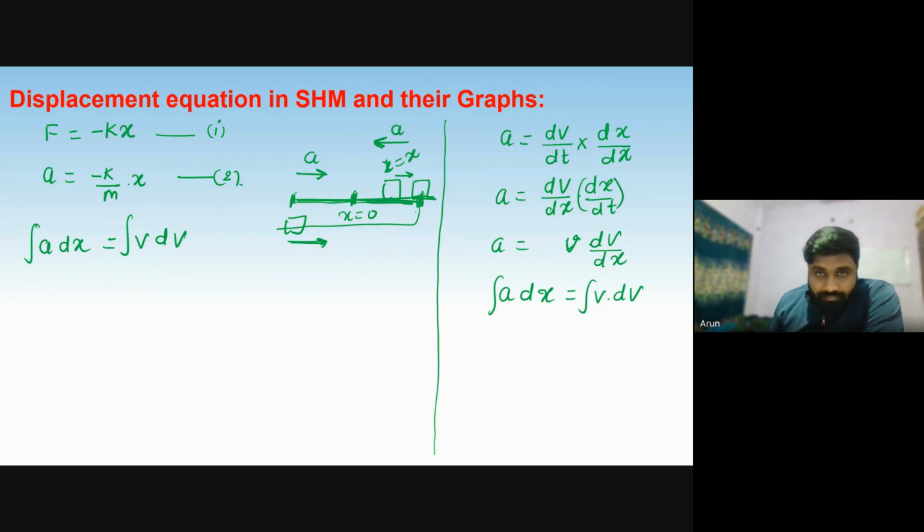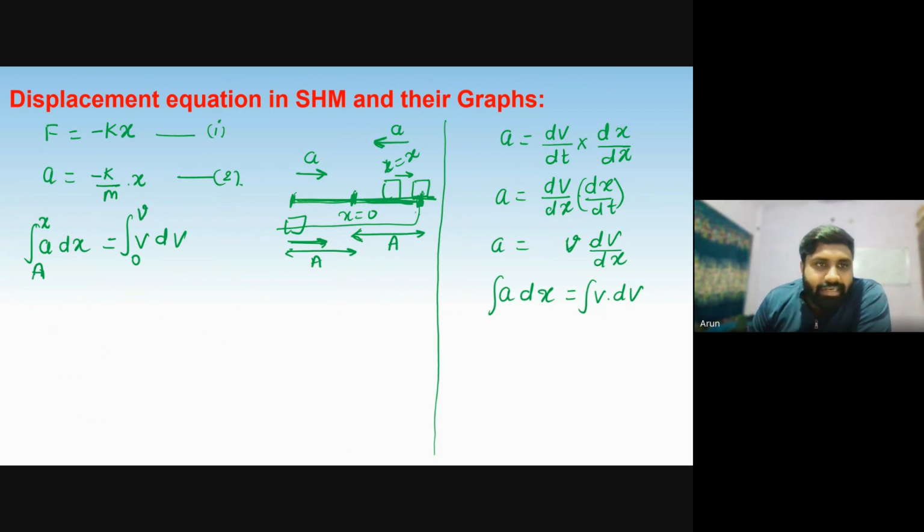Got it? Now at extreme position, the velocity will become 0. So we can say when x is, let's say, some constant a. Here, the maximum displacement is a. Here also, it will be a. The maximum displacement from the mean position. So for this a, the velocity will become 0 at this point. Got it? Now, at some general point x, let's say the velocity be v.